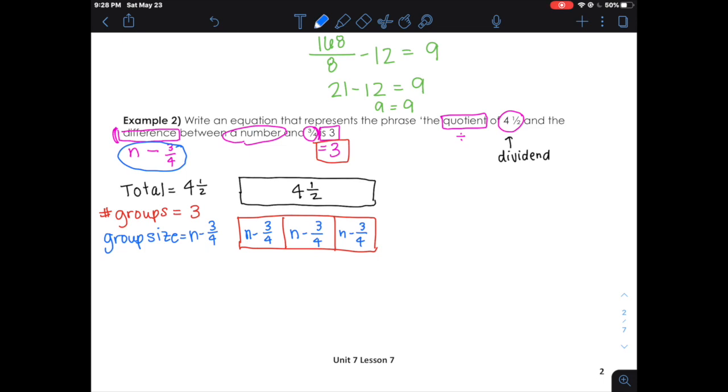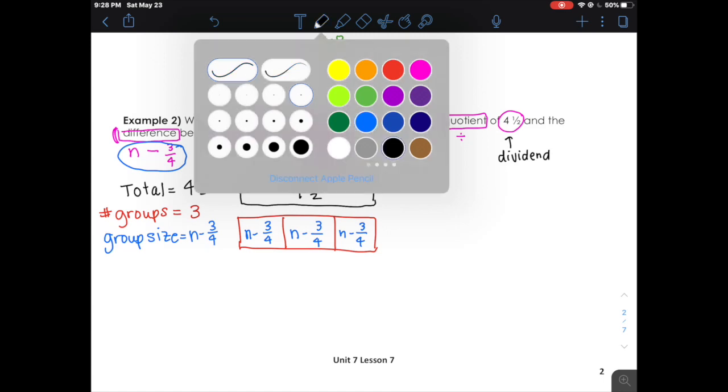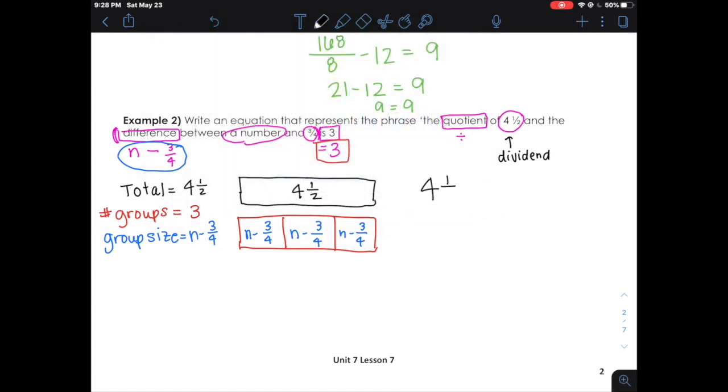Okay, so we need to build an equation based on the phrase. So it says the quotient of, so that means we are starting with 4.5. That is the first number, and that's actually our total to the problem. And then we're going to be dividing it by the difference of. Now that means I need to put parentheses in order to make sure that this subtraction problem happens before I actually divide, because it's the quotient of 4.5 and that difference. So if I don't do the difference first, I won't have a difference to divide by. So I need to do n minus 3/4, and then that's going to give us 3.